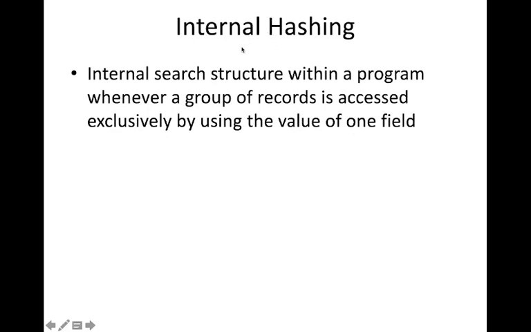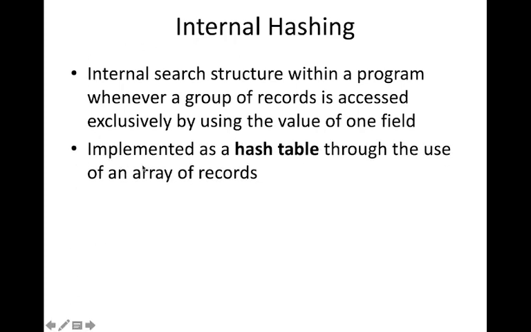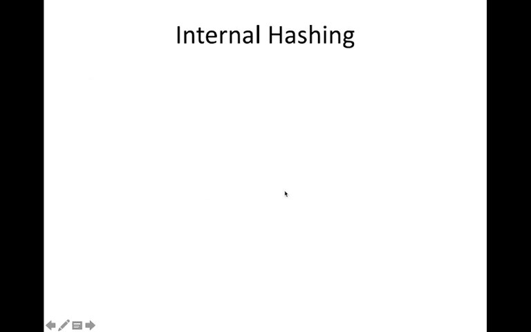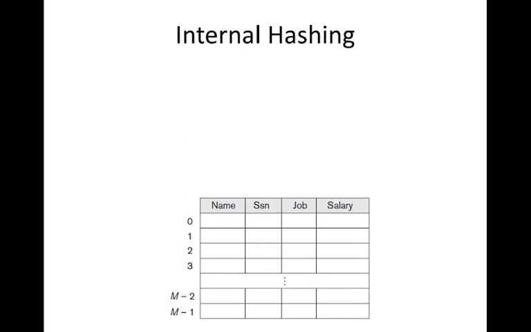So this is not related to disk blocks. This is related to a particular file itself. Inside that file we have many records. If we want to find where a particular record is located inside that file, we apply the hash function and we get some value, and that value will point to the particular record. So we use a hash table through the use of an array of records. So this is a hash table, and this is how it will look.